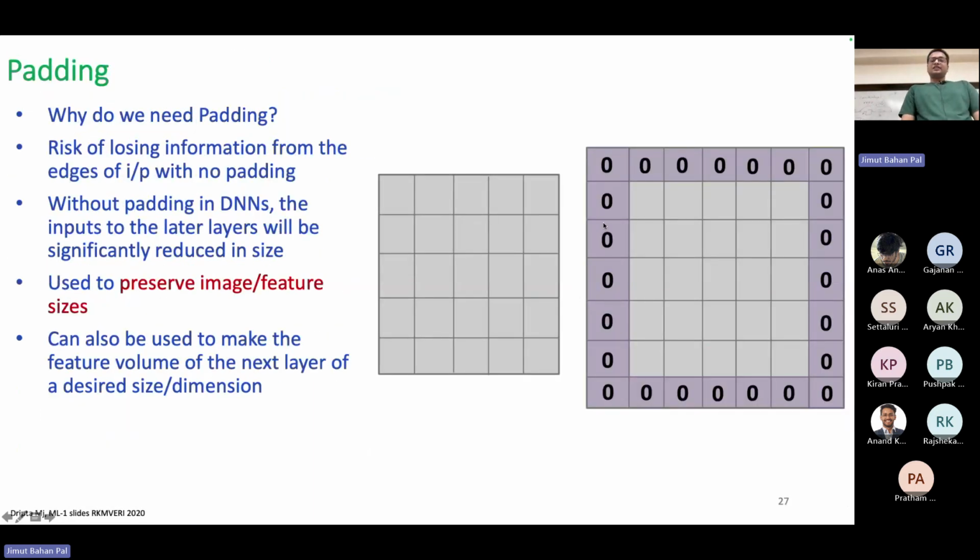One operation in CNN is padding. So why do we need padding? In general, we risk losing information from the edges of the input with no padding. And without padding in DNNs, the input to the later layers will be significantly reduced in size. So padding is generally used to preserve image or feature sizes, and also can be used to make the feature volume of the next layer of a desired dimension. So these are mostly used in segmentation, when we are upsampling an image.